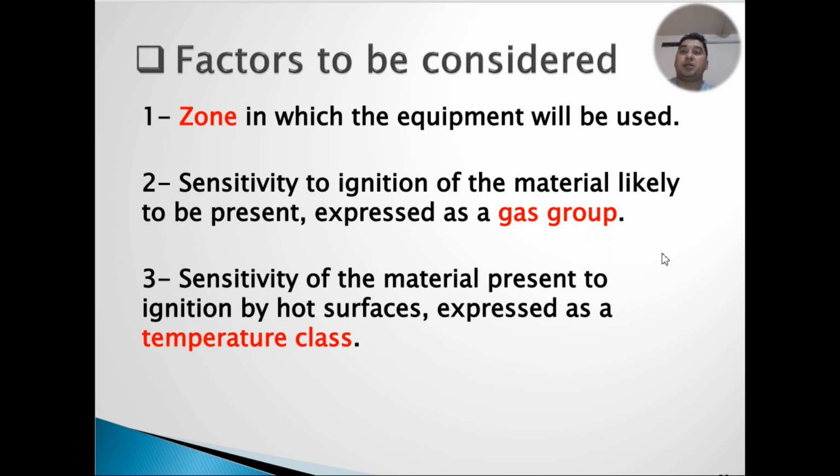Now, factors to be considered. First of all, the zone in which the equipment will be used, where you are going to use that equipment: Zone 0, Zone 1 or 2. Then the sensitivity to ignition of the material likely to be present, expressed as a gas group. How sensitive is that equipment, and will it act in gas or vapors? And the sensitivity of the material present to ignition by hot surfaces, expressed as a temperature class.